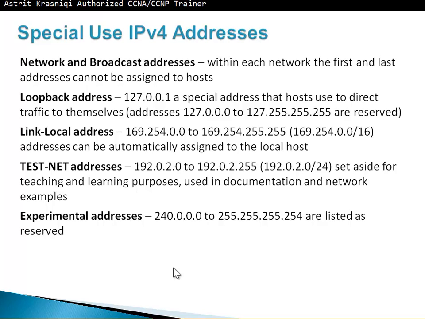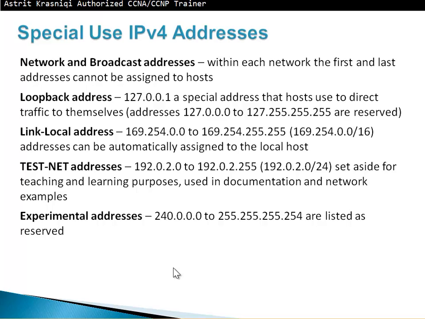Then we have another type of address, loopback addresses. Loopback addresses are intended for testing. You can ping yourself to make sure you installed your network card correctly and your TCP/IP is working correctly. So they can't be assigned to a host. The range is 127.0.0.0 up to 127.255.255.255. All of them are reserved.